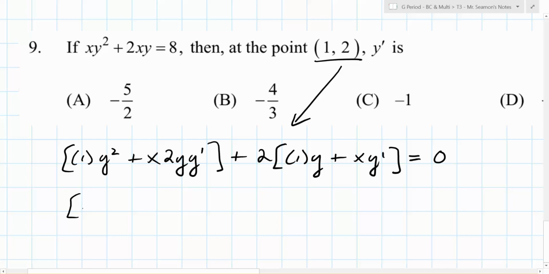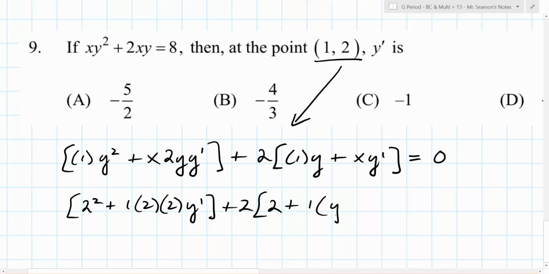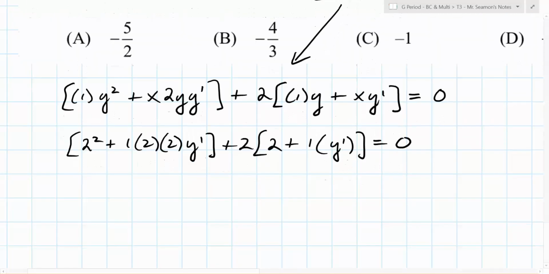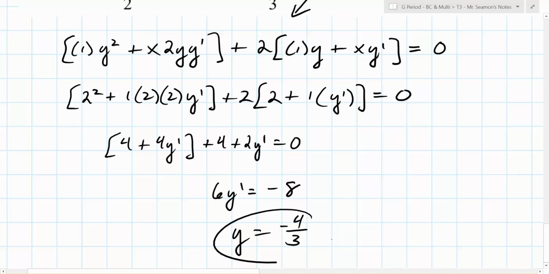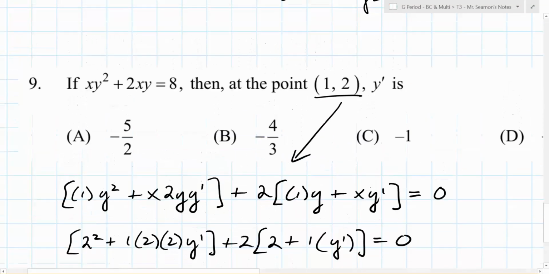So we get 2 squared plus 1 times 2 times 2 times y prime plus 2 times 2 plus 1 times y prime equals what? 0. So what do we get here? 4 plus 4y prime plus 4 plus y prime is equal to 2y prime. So what do we have here? 6y prime is equal to what? Negative 8, so y prime is equal to negative 4 over 3. Is that one of the answers? Yay.